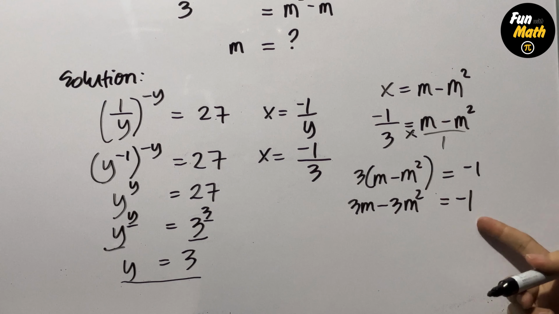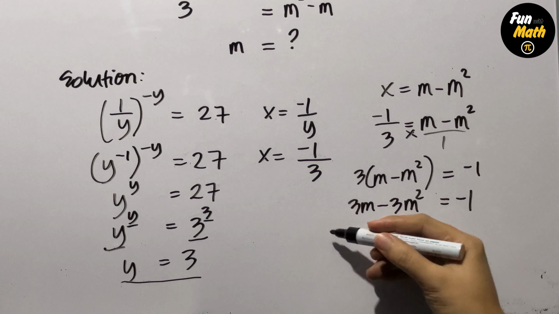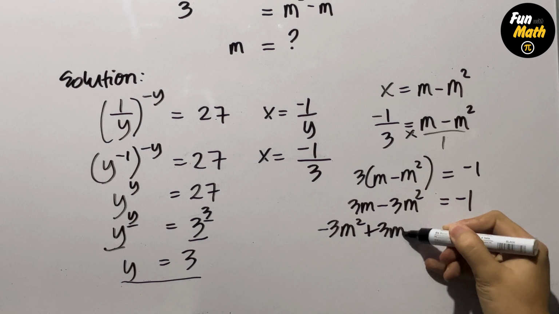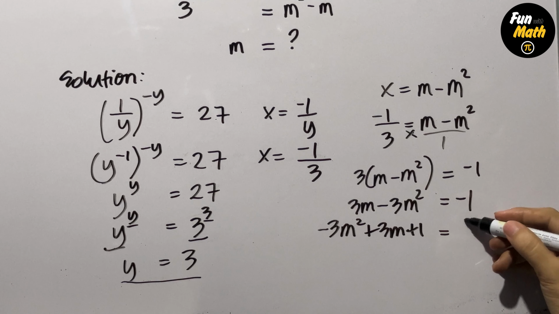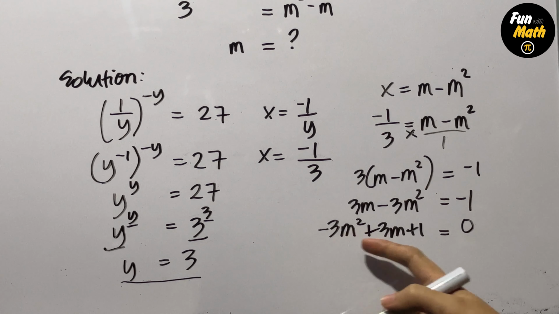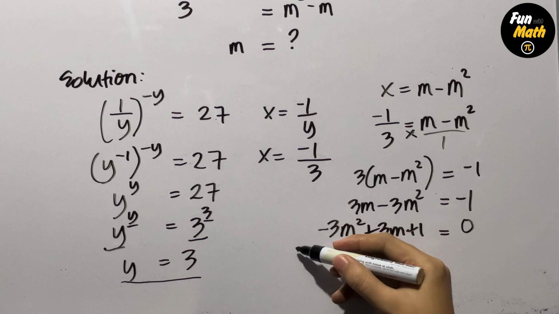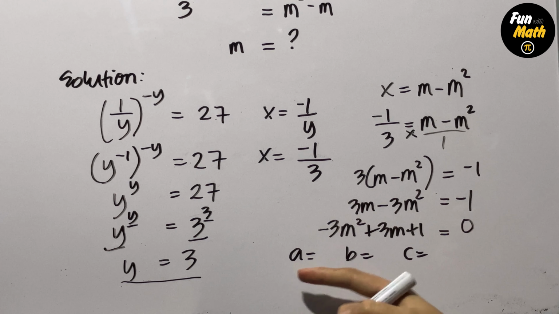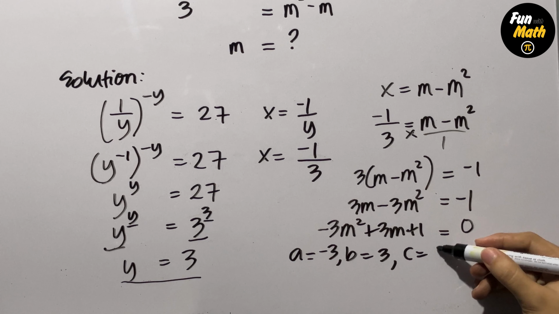Next, let's take negative 1 to the other side. And then we also arrange this. So this is now negative 3m squared plus 3m plus 1 equals 0. Now, this is a quadratic equation. To get the values of m, we can use the quadratic formula. But before that, let's identify the values of a, b, and c. For a, that is negative 3. For b, that is positive 3. And for c, that is positive 1.